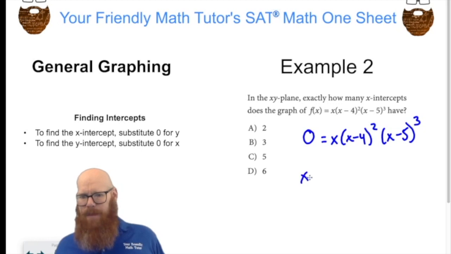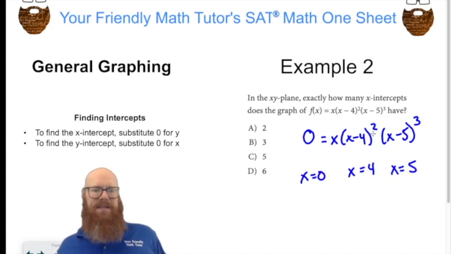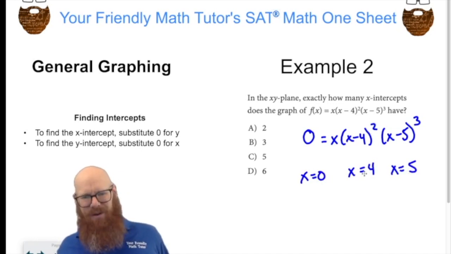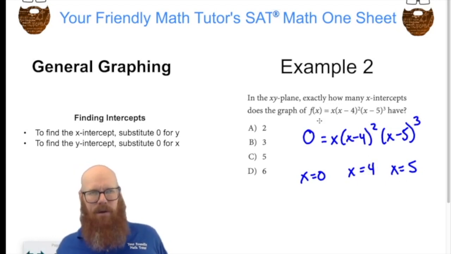And there ends up being 3 of them, so 0, 4, and 5. Now 4 has a multiplicity of 2, but it's still a single x-intercept. And 5 has a multiplicity of 3, but again, when you look at the graph, it only crosses the x-axis at that one value. So there ends up being 3 x-intercepts, even though some of the x-intercepts have higher multiplicities. All right.